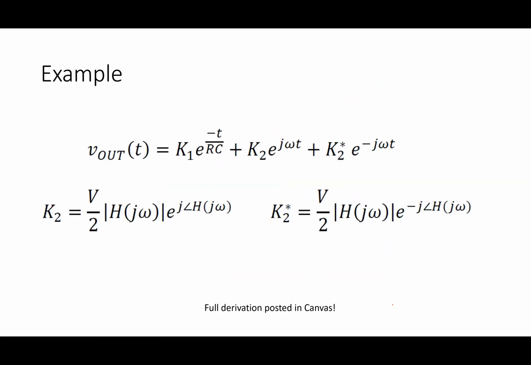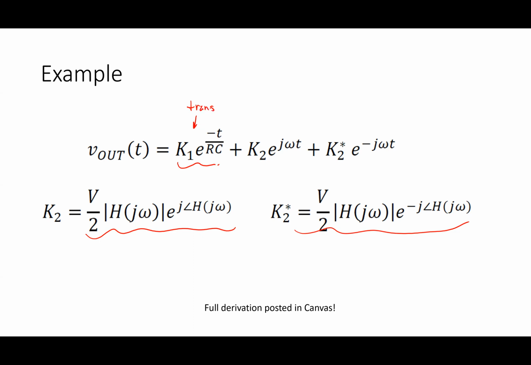Now, the interesting thing is if I go through the details of trying to solve this, what I get is that K2 always works out to be this, and K2 conjugate always works out to be this. What that tells me is that this particular result right here is what we've already referred to as the transient response. This is what we call the transient.